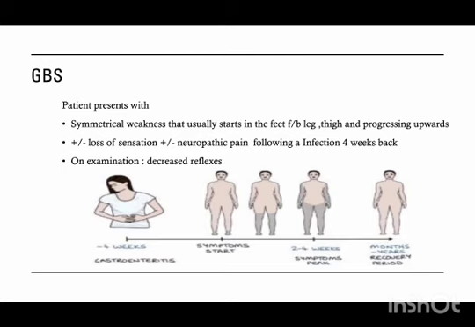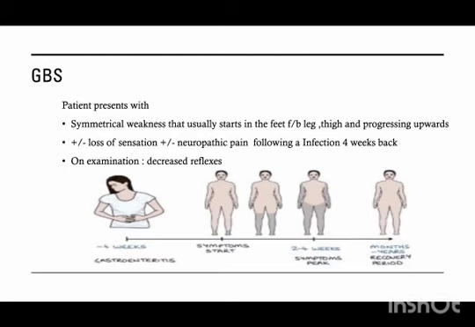Here, four weeks back the patient had gastroenteritis, followed by symptoms that usually start at the foot, then the thigh, then cover the whole leg, lower limb, then the upper limbs. So this is called symmetrical ascending paralysis. This is the most important point you have to remember in Guillain-Barré syndrome. So I'll just read it for you.